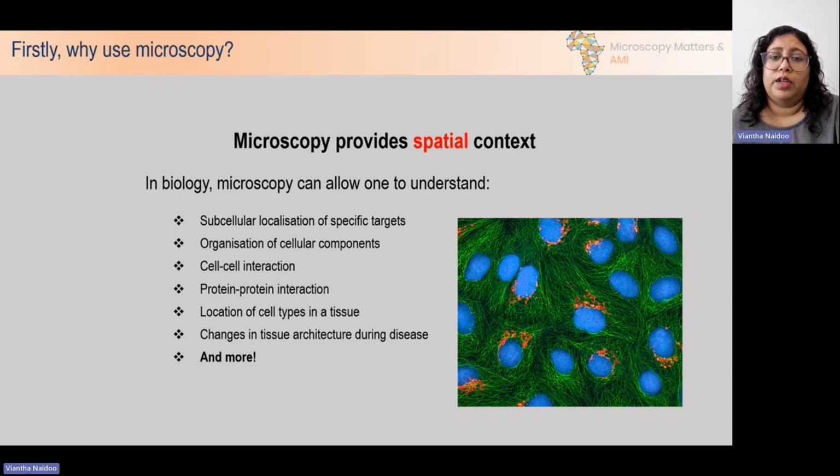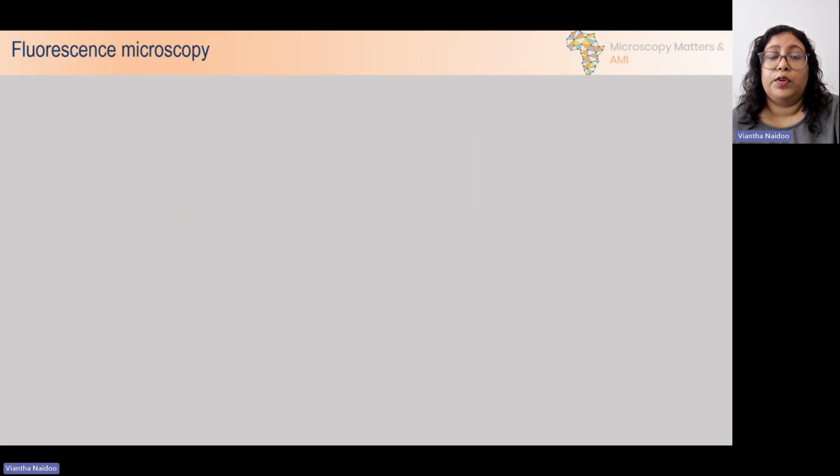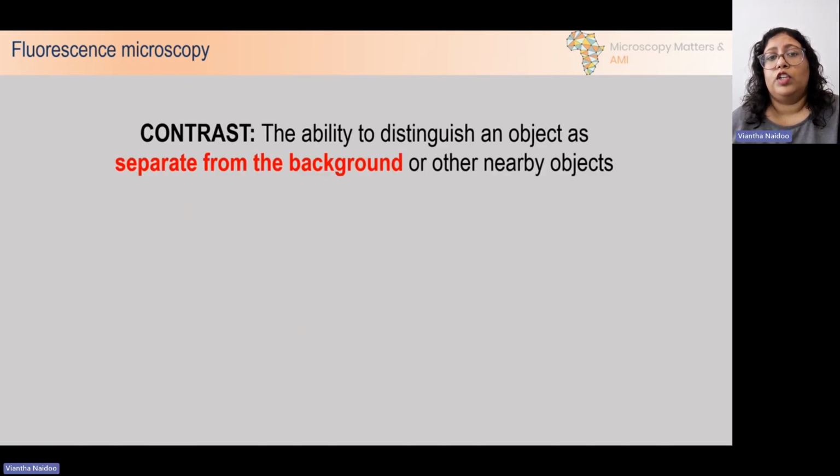And so it really is a very useful tool. We are going to focus on fluorescence microscopy today. And I ask the question, what is special about fluorescence microscopy? The answer is contrast. Contrast is the ability to distinguish an object as separate from the background or other nearby objects. And so in fluorescence microscopy, you have fluorescence against a black background, which makes it very easy to identify structures and then analyze them.